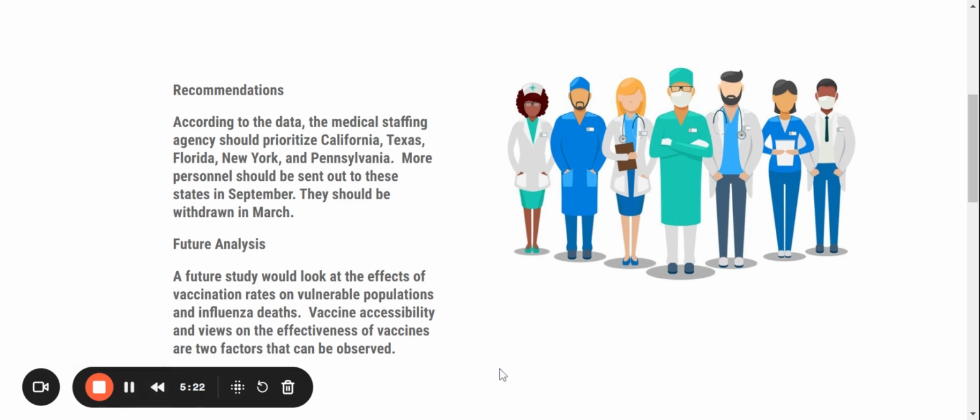A future study could determine the effects of vaccination on vulnerable populations and total number of deaths. Other future studies could also observe the effects of vaccine accessibility and perceived effectiveness on vaccination rates.